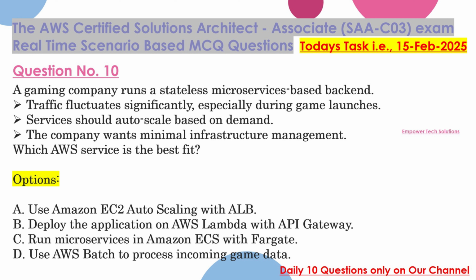Options: A. Use Amazon EC2 Auto Scaling with ALB. B. Deploy the application on AWS Lambda with API Gateway. C. Run microservices in Amazon ECS with Fargate. D. Use AWS Batch to process incoming game data.